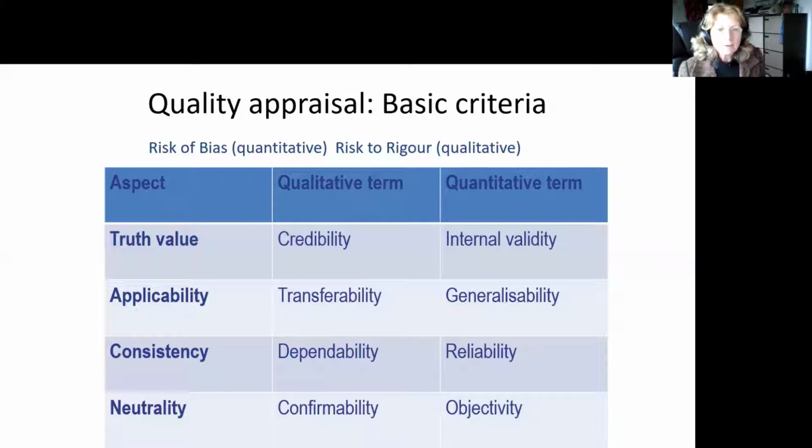So here in the table, there are some comparative terms. For example, truth value: the qualitative term is credibility, the quantitative term is internal validity. In terms of applicability, the qualitative term is transferability, the quantitative term is generalizability. Consistency: the qualitative term is dependability, the quantitative term is reliability. And in terms of neutrality, the qualitative term is confirmability and the quantitative term is objectivity. So they map on, but they're actually assessed in different ways.